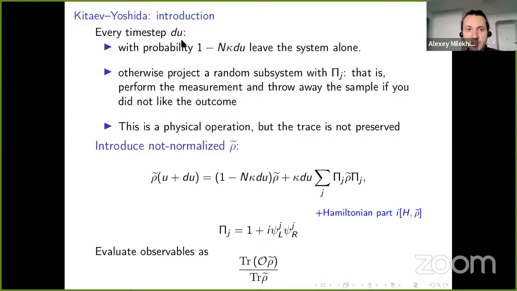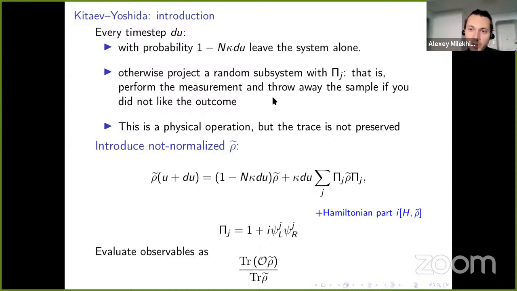So I imagine that I prepare like 1 million samples. Every time step, I either don't do anything or I perform measurement. And if the system ended up in a state which I like after the projection, I keep this sample and I continue with the evolution. Otherwise, I throw away that sample.